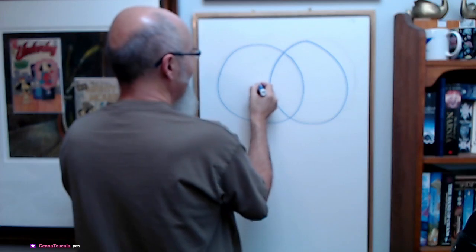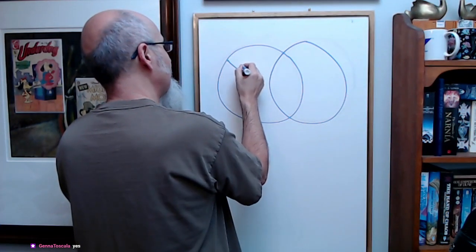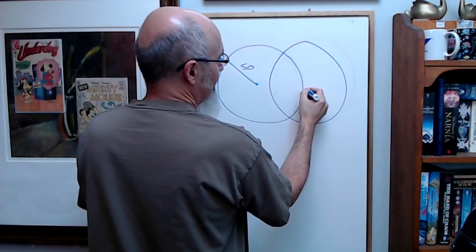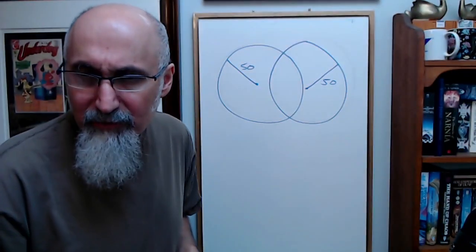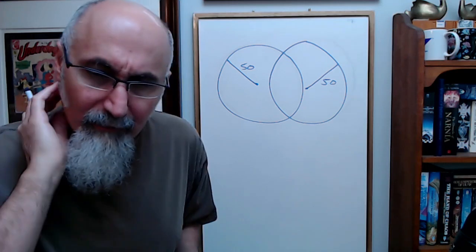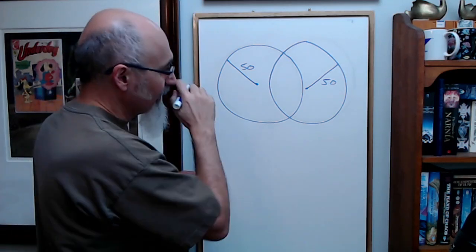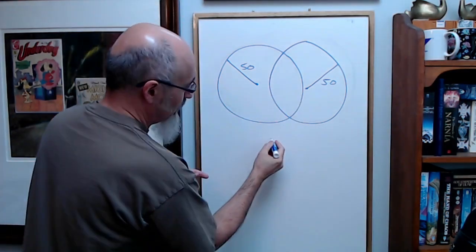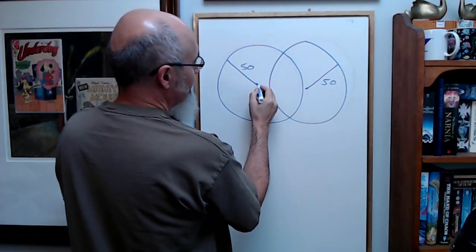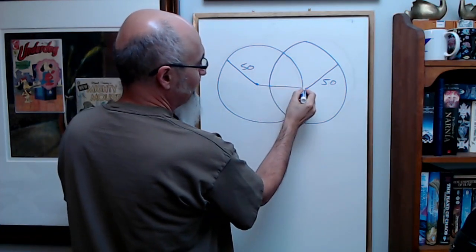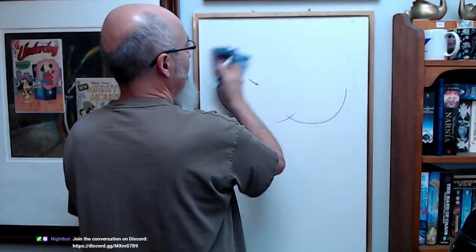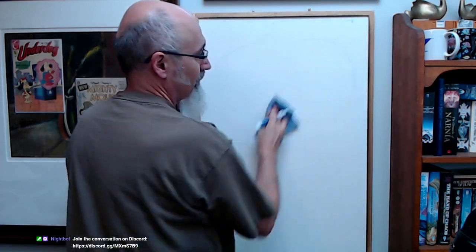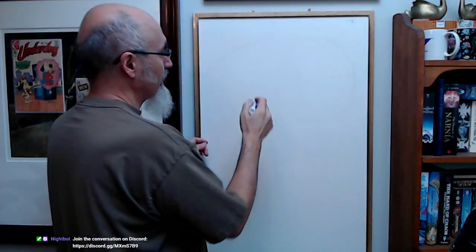Okay, so the radius is 50. So this is 50, and this is 50, and the distance between center points is 30. I should have overlapped them more, because if that's 50, that's not close enough. Let me erase it and draw it again.